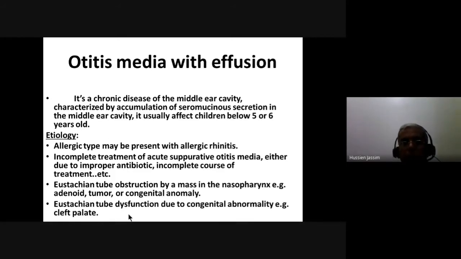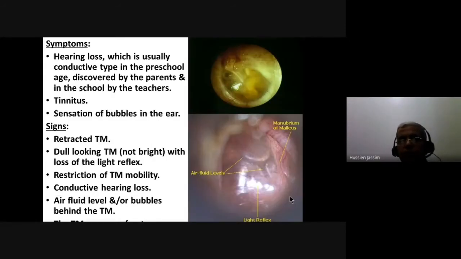And the Eustachian tube dysfunction is due to congenital abnormality when we have a cleft palate, because the function of tensor veli palatini depends on the integrity of the soft palate. If there is no integrity, we will have a defect in the function of this muscle, and we get chronic dysfunction of the Eustachian tube.